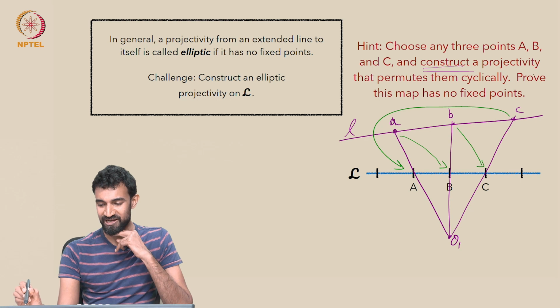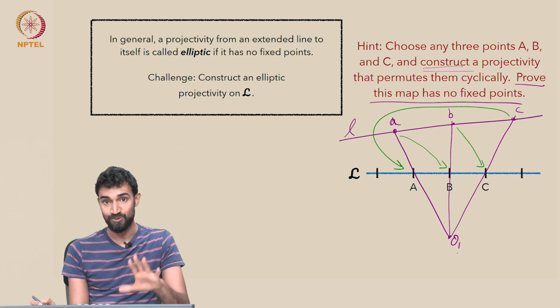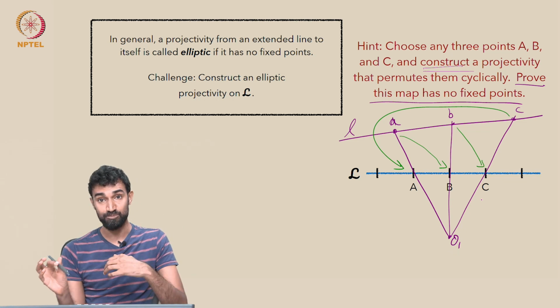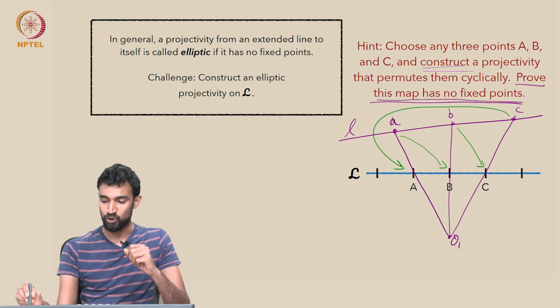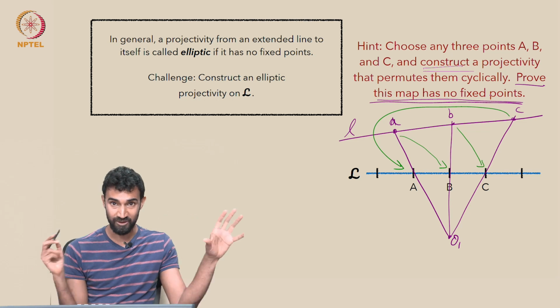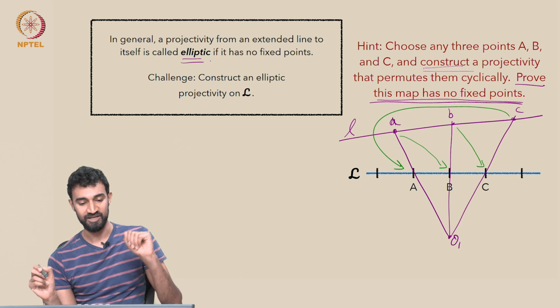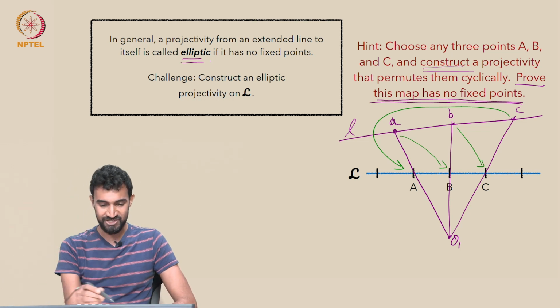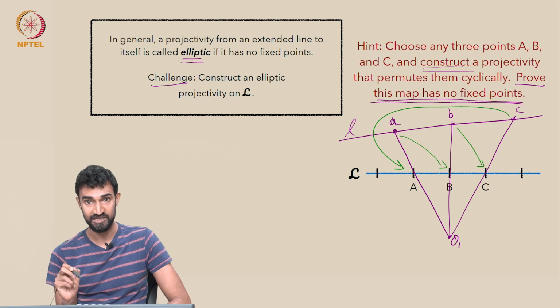But the harder part now is to prove that this map, which permutes A, B, and C, actually has no fixed points anywhere. Clearly A, B, and C are permuted cyclically. None of those are fixed. But I claim that this map will have no fixed points at all, anywhere, including infinity, including 0, anywhere you look. So in other words, it's an example of an elliptic projectivity. I'm leaving that as a challenge for you to see if you can construct that and prove that it's indeed elliptic.